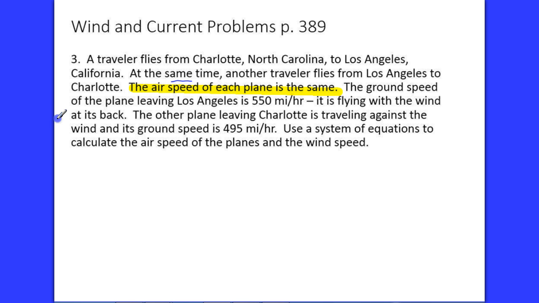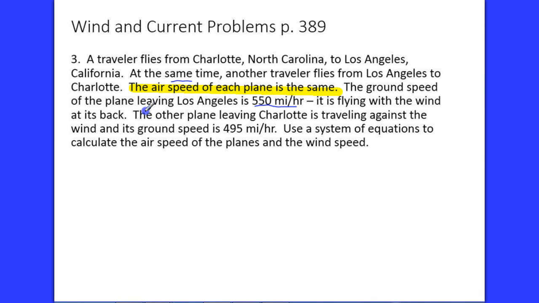That means if both of these planes were flying in the air with zero wind, they would be going the exact same speed through the air. Now, in the air, we have variables that can speed up or slow down a plane, like the wind. Well, the ground speed then, notice the next sentence. The ground speed of the plane leaving Los Angeles is 550 miles per hour. It is flying with the wind at its back. So, in other words, even though its airspeed is the same as the other plane, compared to the ground, it's moving at a speed of 550 miles per hour.